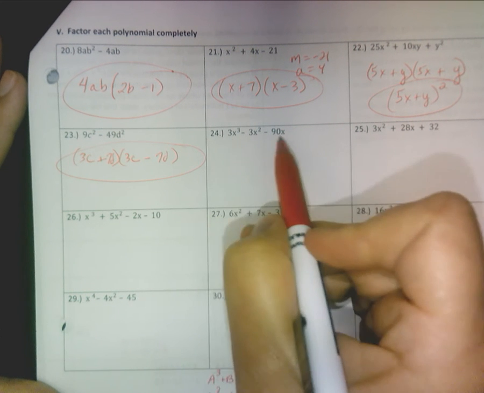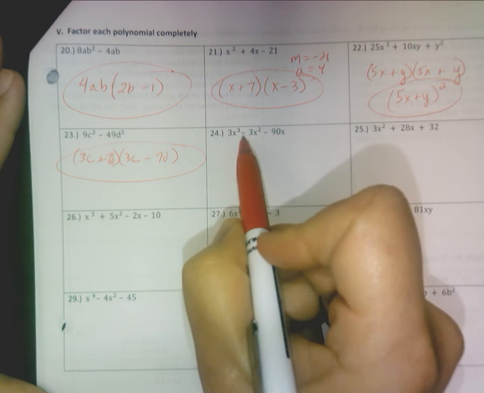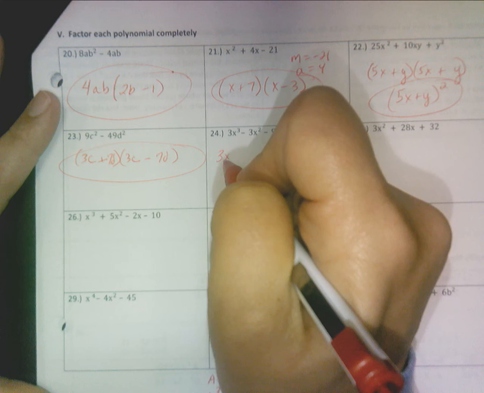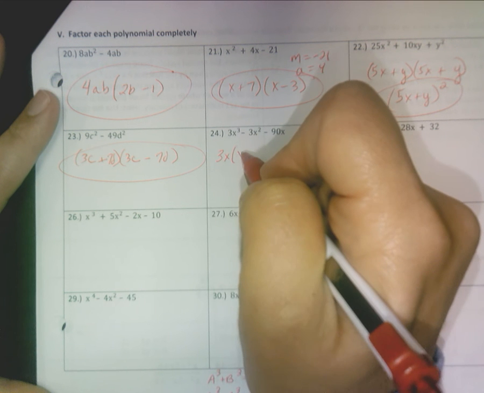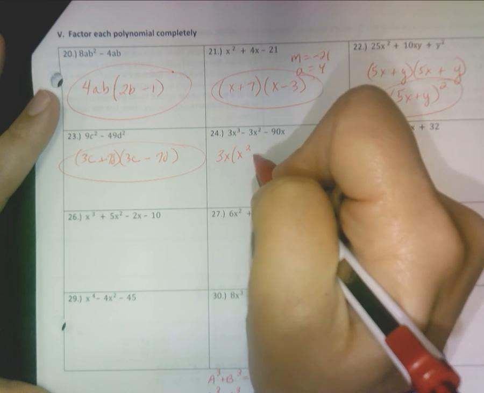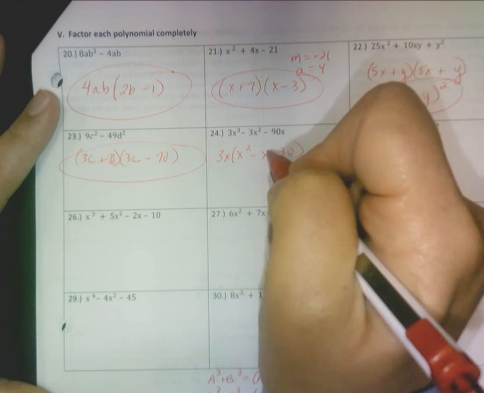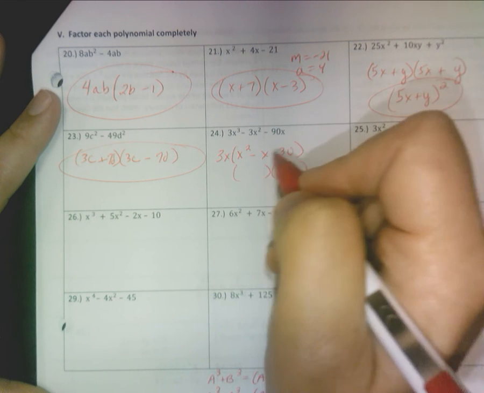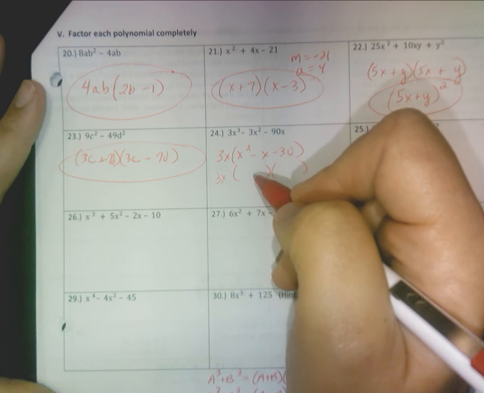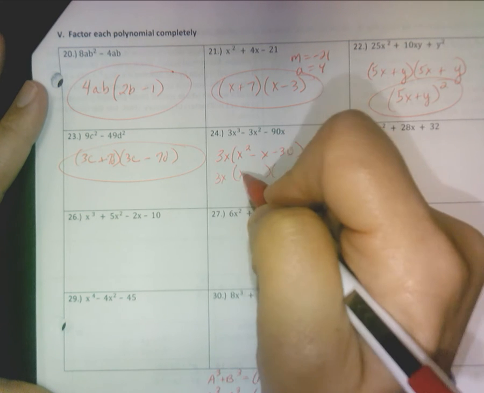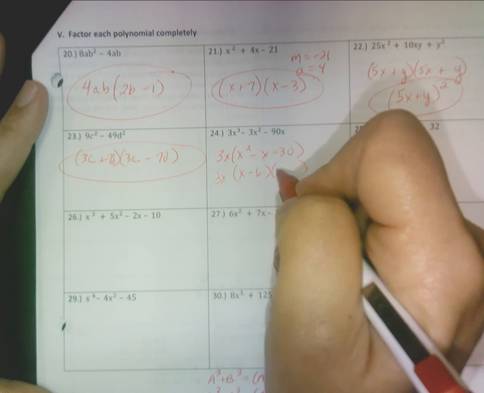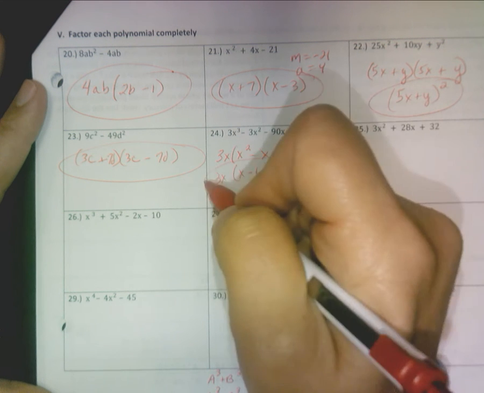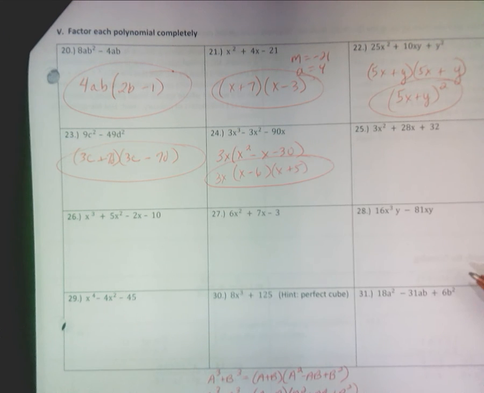So this looks like a trinomial, but I can see they all have terms that are common. So we got to factor out the greatest common factor, which would be 3x. And you would be left with x squared minus x minus 30. And then this trinomial is just like what we did up here. We're going to say what two numbers multiply to negative 30, but add to a negative 1. So it'd be x minus 6 and x plus 5. Obviously, don't forget to bring down that 3x. That is important. So these are your factored form.